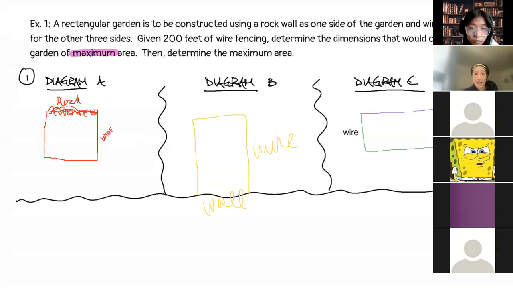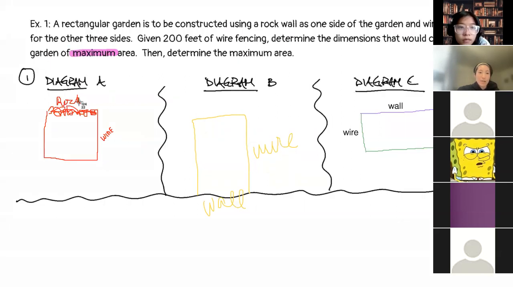Okay, so we've got 3 diagrams. In each of the diagrams, there's one side that is the rock wall, and then there are 3 sides that have the wire. So when we're thinking about this, it is unlike a regular rectangle where we have fencing around all 4 sides. I know the squiggly lines were just to divide the space. I realized that after I drew that. So we've got these great diagrams here.